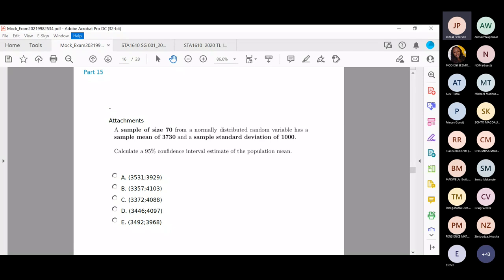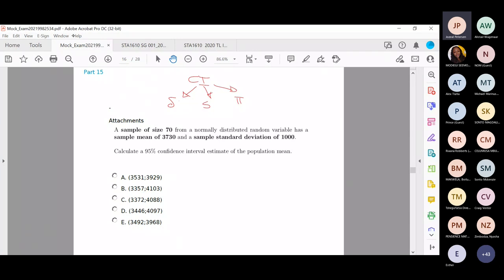With confidence intervals, there are three things that can happen: confidence interval for the mean when the population standard deviation is known, or when the population standard deviation is unknown, or for the proportion. You need to be able to identify those things when you read the question. Are you given sigma, the population standard deviation? Are you given S, which is the sample standard deviation? Or are you given the proportion? So you need to be able to identify those things.